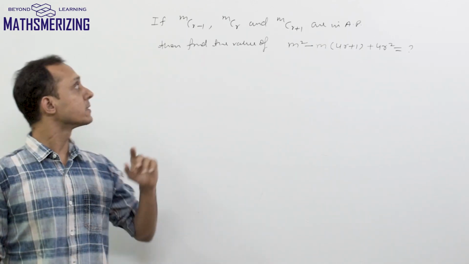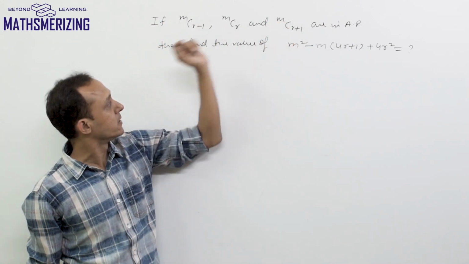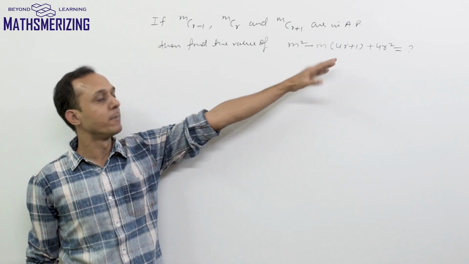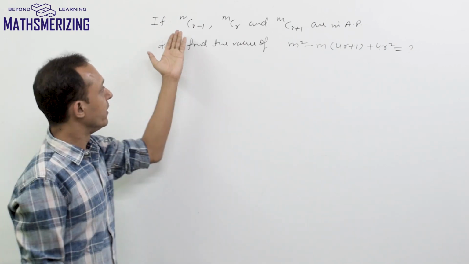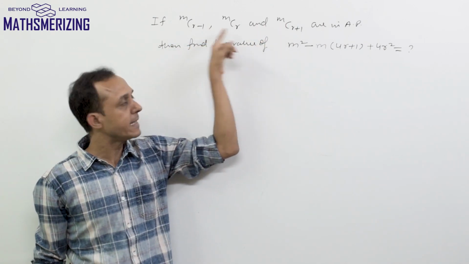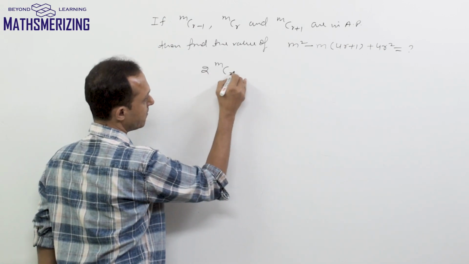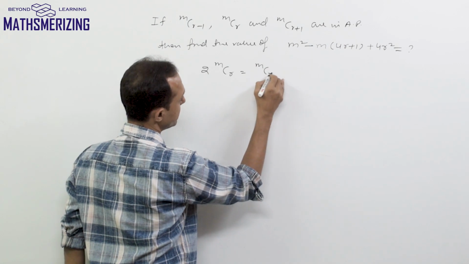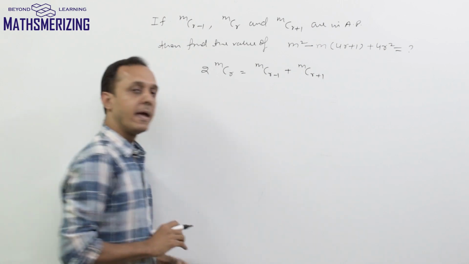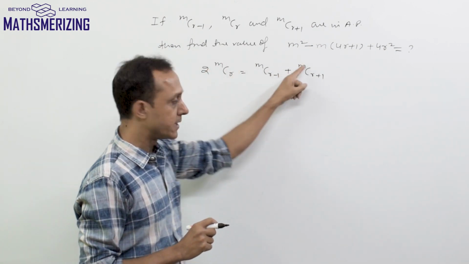So we'll take another question, which is, if mCr minus 1, mCr and mCr plus 1 are in arithmetic progression, then I need to find the value of m square minus m 4r plus 1 plus 4r square. So we know the condition for arithmetic progression. If a, b, c are in AP, then twice b equals a plus c. So I'll simply write it as 2 times mCr equals mCr minus 1 and mCr plus 1. Now here m is the same, r differs by 1.